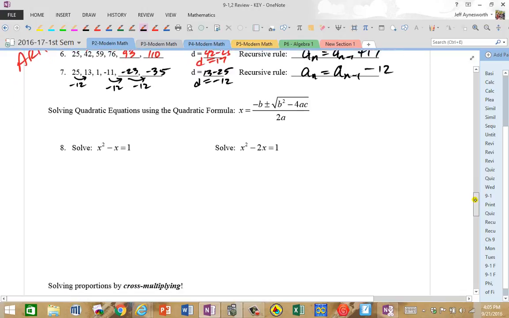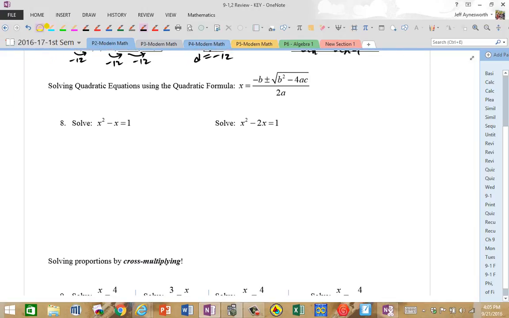Okay, quadratic formula time. Remember, if I'm going too fast, pause and play. Rewind it if you have to. It's a video, guys.